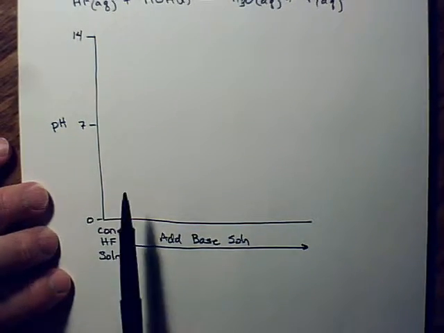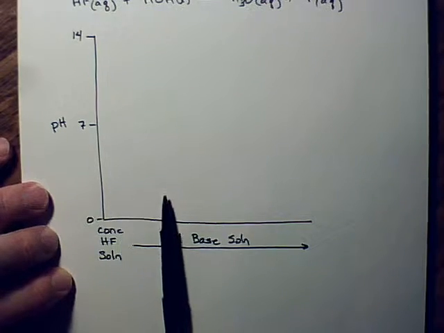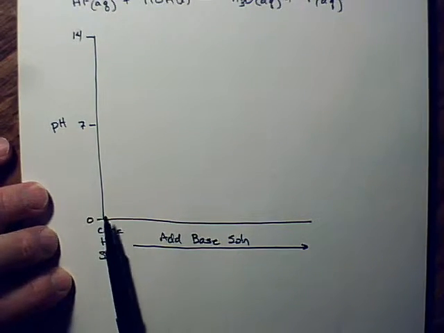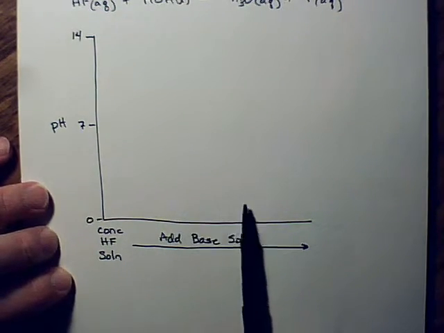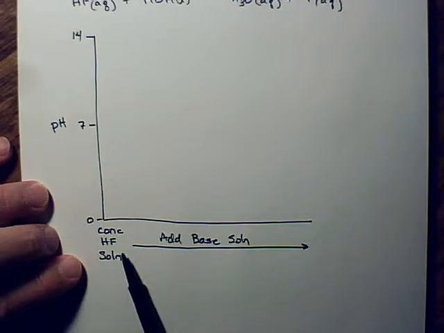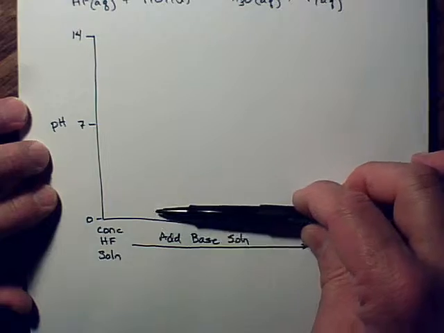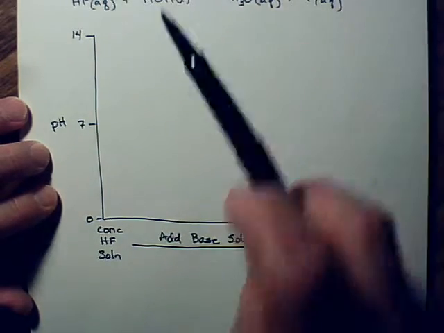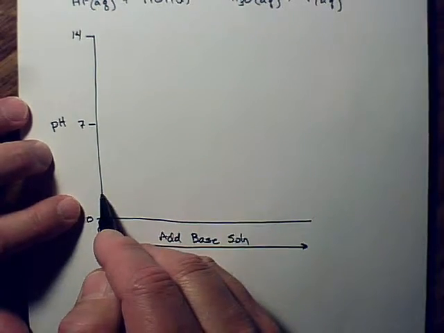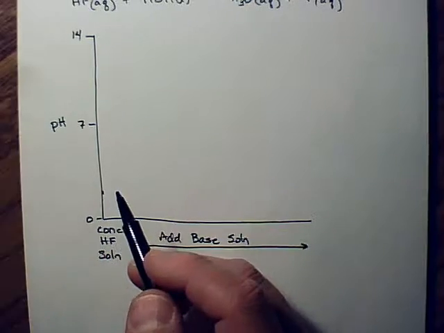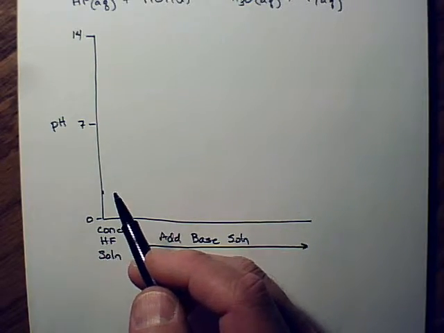solution. As we add the base solution, this is our independent variable. So what we are changing is the amount of base solution added to our sample of concentrated hydrofluoric acid solution. And we're going to watch, as a result, the change in the pH. So it's going to start somewhere above 0. I'm just going to pick there. It doesn't really matter where you pick there because you wouldn't know.